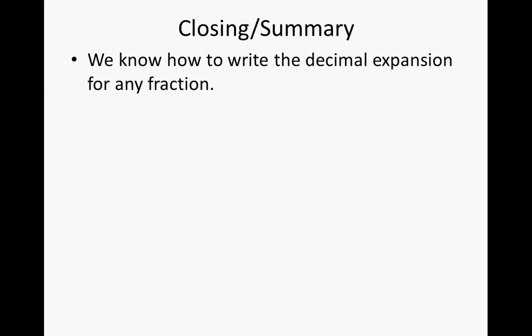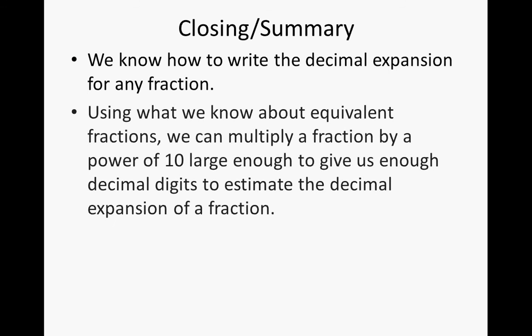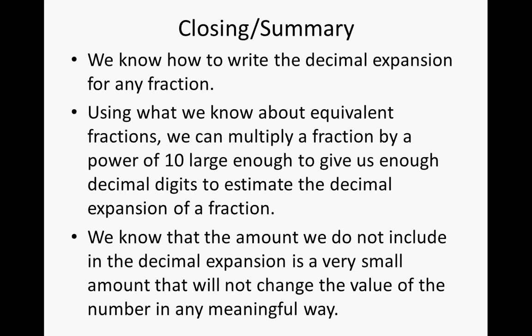All right, let's wrap this up. We know how to write the decimal expansion for any fraction. Using what we know about equivalent fractions, we can multiply a fraction by a power of 10 large enough to give us enough decimal digits to estimate the decimal expansion of a fraction. We know that the amount we do not include in the decimal expansion is a very small amount that will not change the value of the number in any meaningful way.